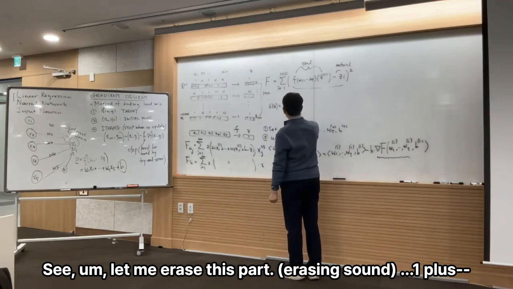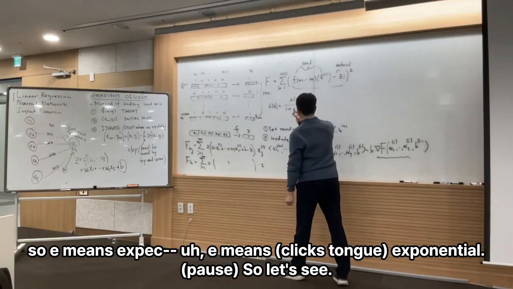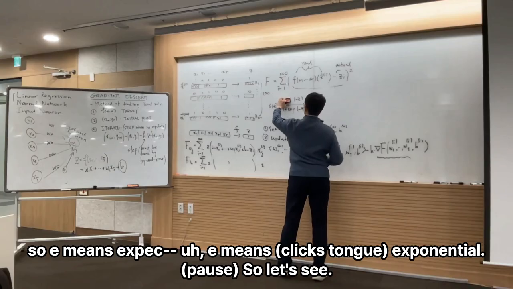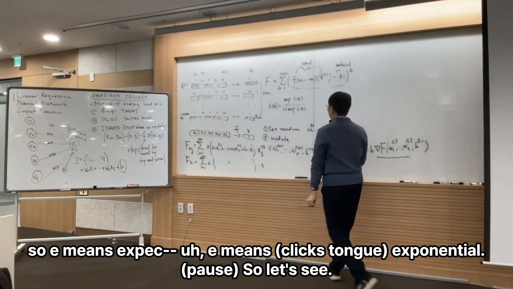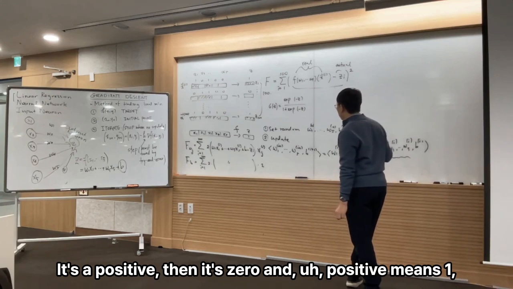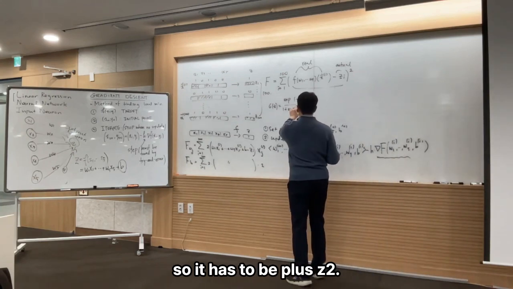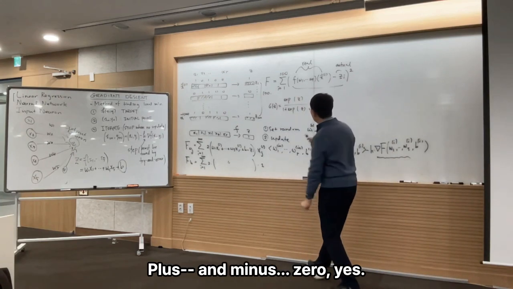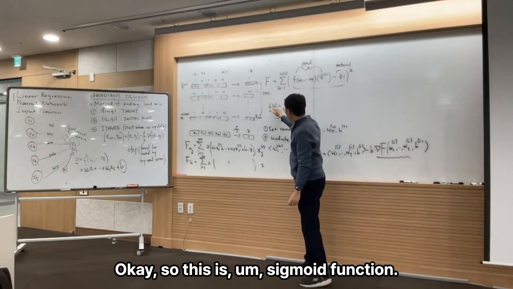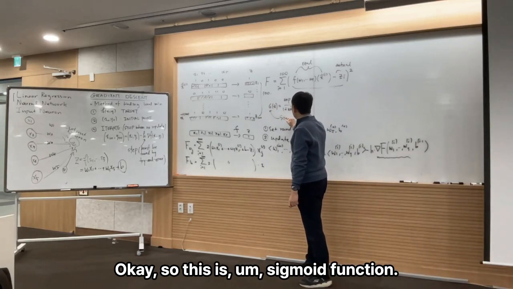One plus... so E means exponential. So let's see, it's a positive, then it's 0, and positive means 1. So it has to be plus, and minus 0, yes. Okay, so this is the sigmoid function.